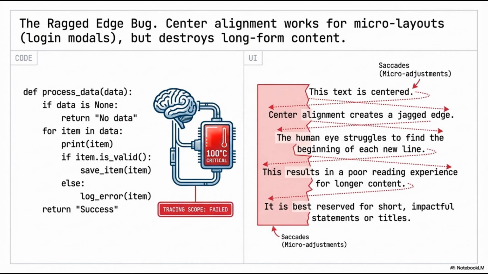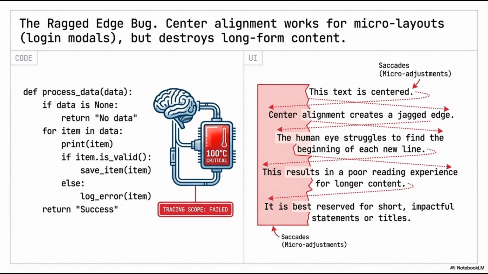Because if I'm building something like a login modal, centering the title, the username input, the password input, and the submit button, it creates this perfect symmetrical column. Sure. It feels mathematically balanced. It feels really safe to an engineer. So why is centering considered such a massive failure for longer layouts? Okay, so you are hitting on a really crucial distinction here. Micro layouts versus long-form content.